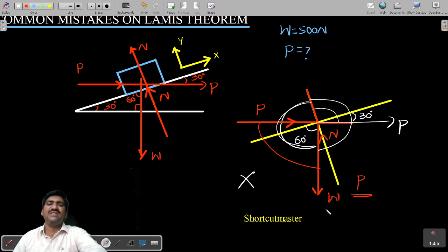So my conclusion is: always transmit the force. Then only go for the application of Lami's theorem. Otherwise, there will always be a possibility of making a mistake.